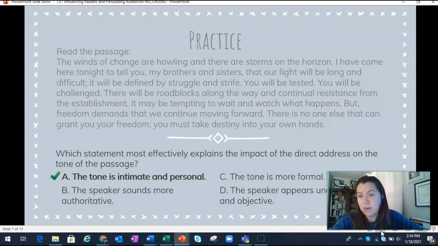And the correct answer here is A. By involving the reader in the passage, it's almost like the author goes into dialogue with the reader. It makes it seem like it's a more personal and more intimate passage.